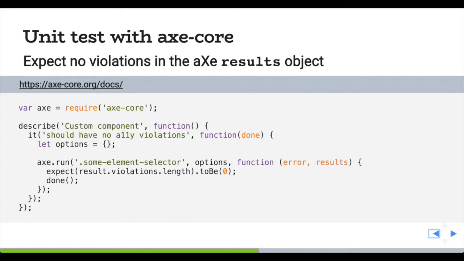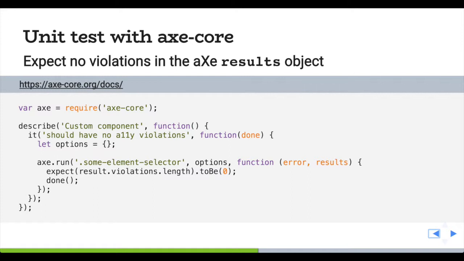So in my little unit test example here, I pull in Axe Core using require. You could use import if you're using ES6. There's multiple ways to pull this in once you've installed it from NPM. I'm going to describe this custom component and then say with Jasmine, it should have no accessibility violations. You pass the test a callback function. We include this asynchronous done argument, so that way when we're done with Axe Core, we can tell Jasmine that our test is done. Otherwise, it'll just time out and scream at you.